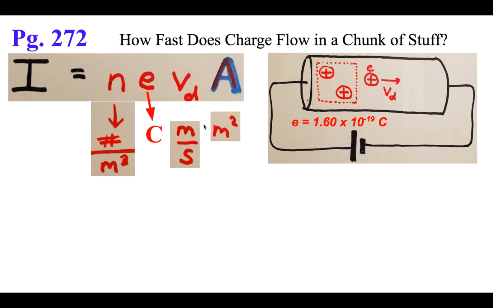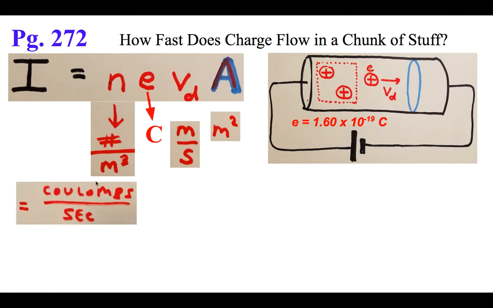And so if you look at the units, velocity times area gives you volume per time, but then here we're dividing by volume. So we have per time, and then this is charge. So charge per time is the current. This gives you coulombs per second, which is amperes, or current.